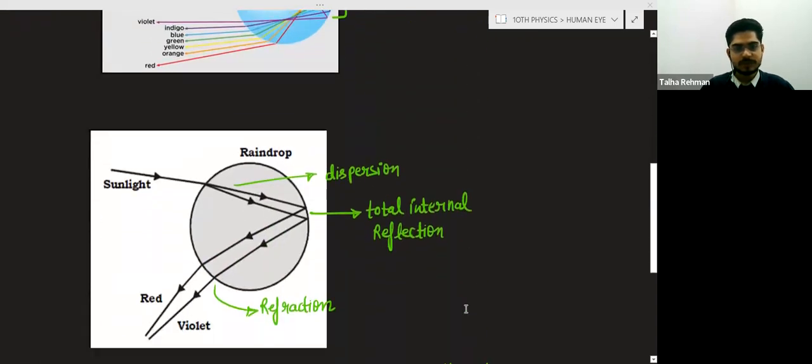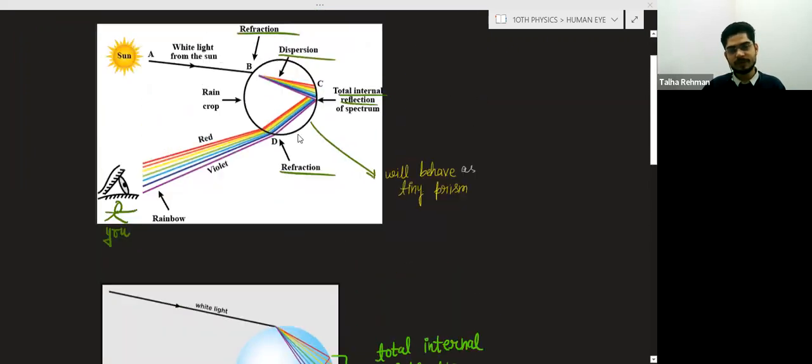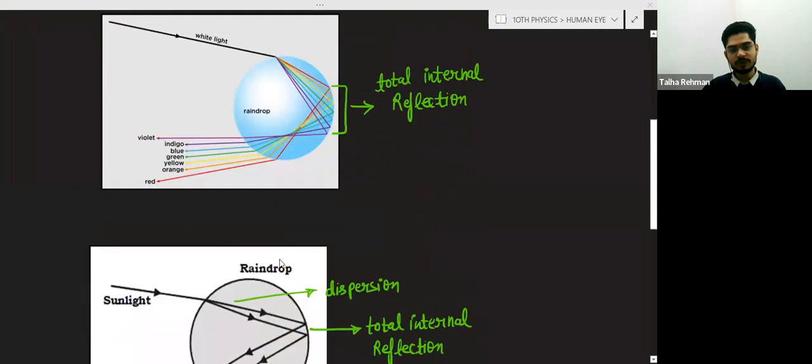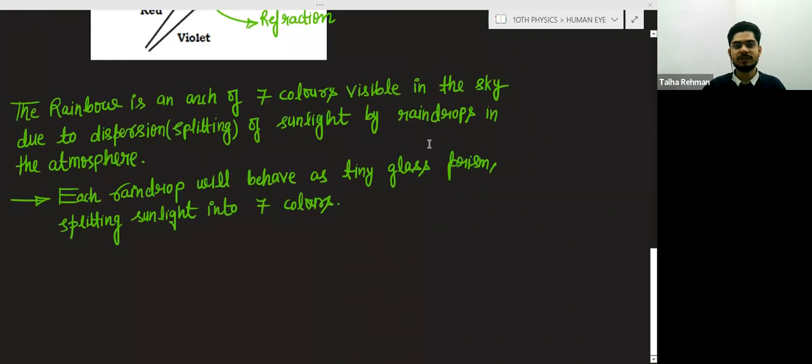Okay, so simply you can draw this diagram. So I think there is no need now. If you have drawn this, no need to draw this diagram. So now write this. What is the rainbow? Write down this.